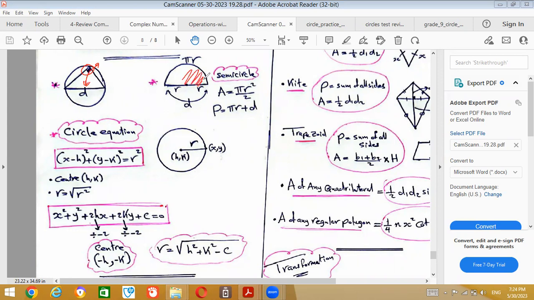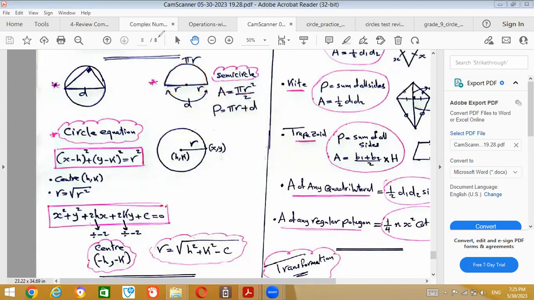And here, this shape is a semicircle or half circle. This arc length is πr because the whole circle is 2πr. So this is πr. And this is a diameter, and this is a radius, and this is a radius. In the semicircle, its area equals πr squared over 2, and its perimeter is πr plus the diameter.